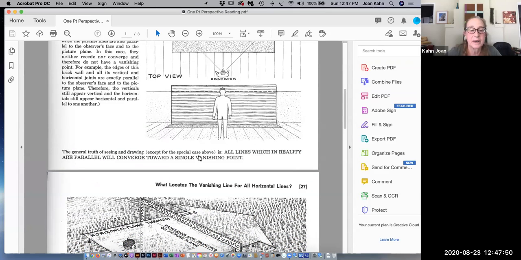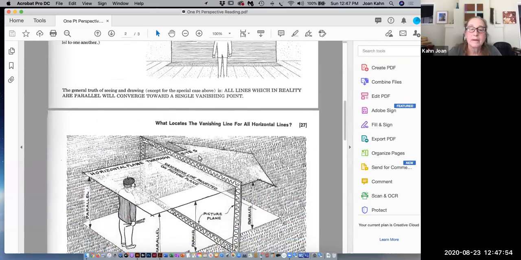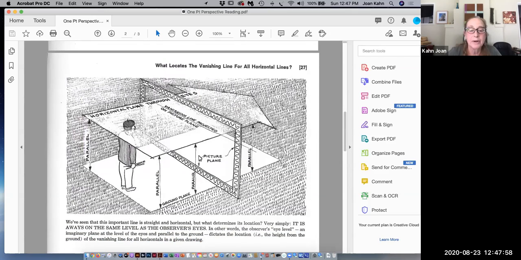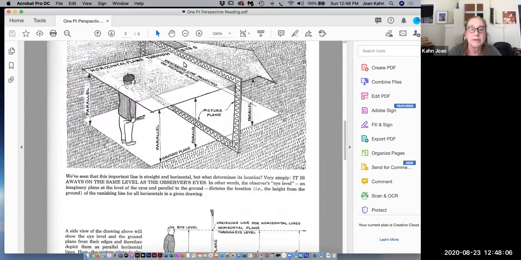Take a look at this illustration. Right at the bottom then, or towards the bottom of the handout, second page, what locates the vanishing line for all horizon lines? And you have another diagram which shows the perpendicular eye gaze of the viewer, which is also called eye level.